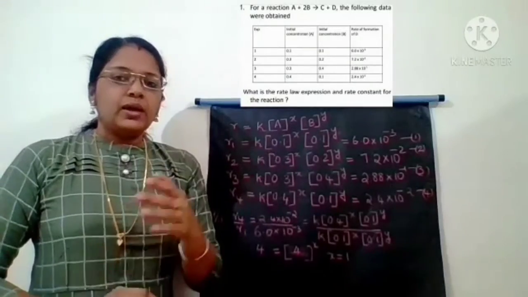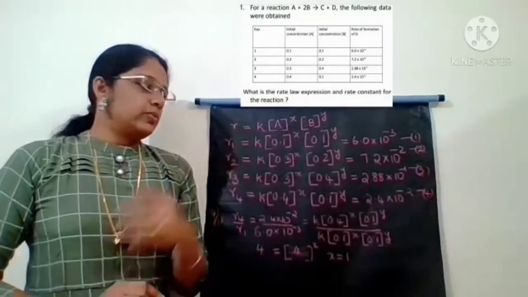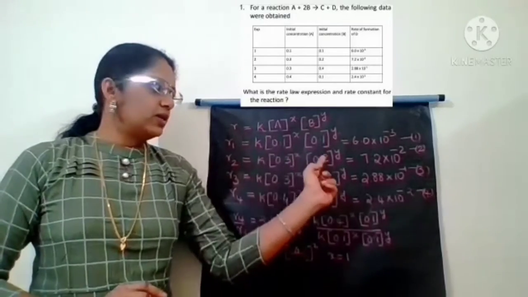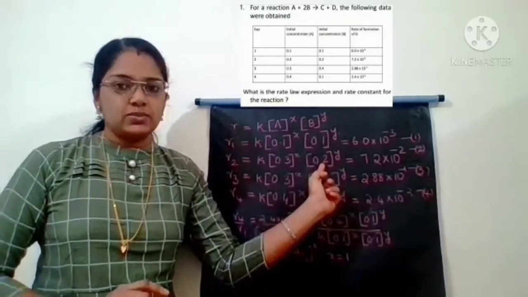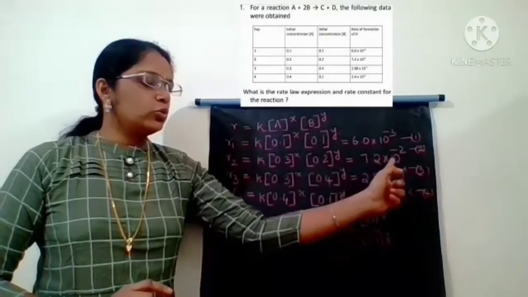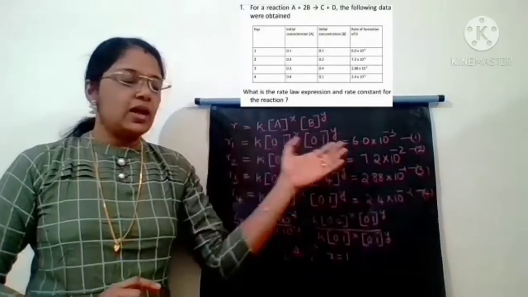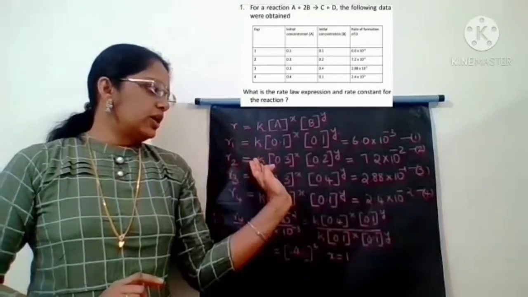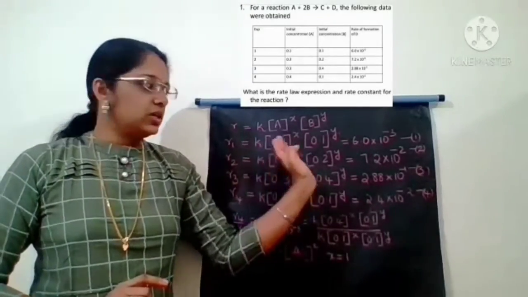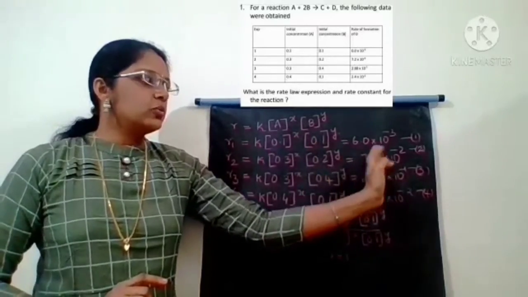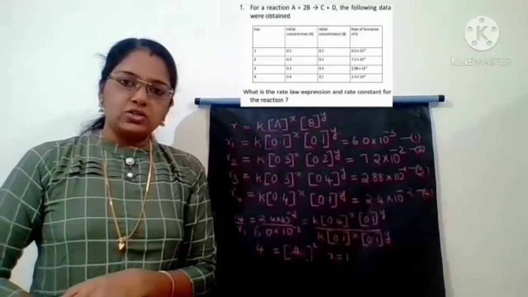Again, coming to the second experiment, we can find that the concentration of A is 0.3 and the concentration of B is taken as 0.2. Again, the rate is found to be 7.2 into 10 raised to minus 2. And for that, we can write the rate law expression as R2 is equal to K into 0.3 raised to X into 0.2 raised to Y is equal to 7.2 into 10 raised to minus 2.